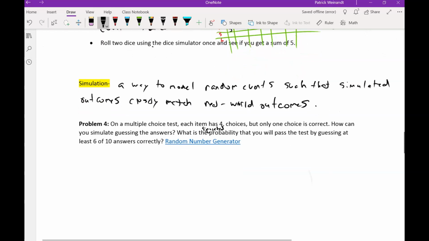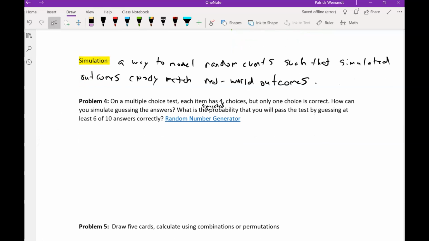Okay, so on a multiple choice test, each item has 4 choices, but only one choice is correct. That's just like any multiple choice test. How can you simulate guessing the answers? And we want to know, what is the simulated probability that you will pass the test by guessing at least 6 of the 10 answers correctly?